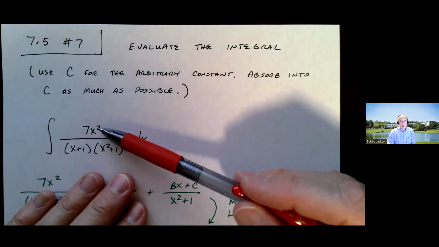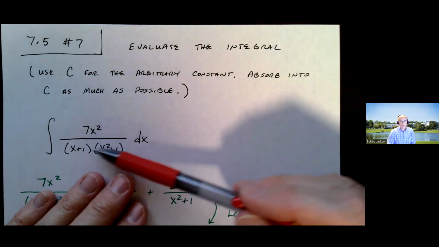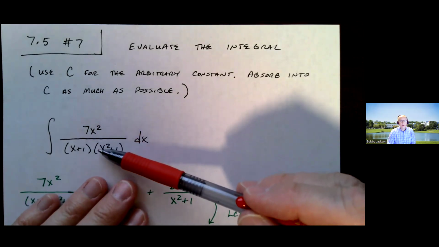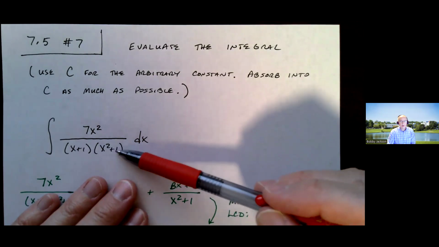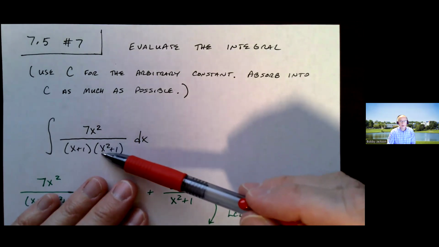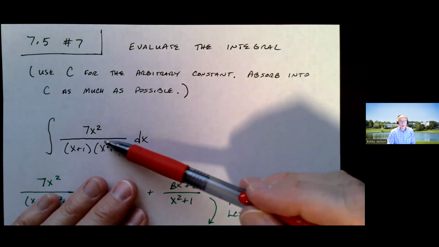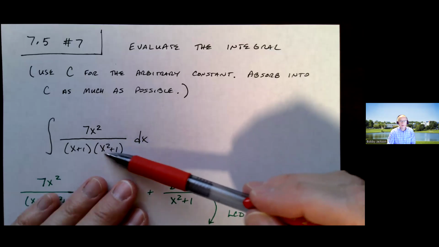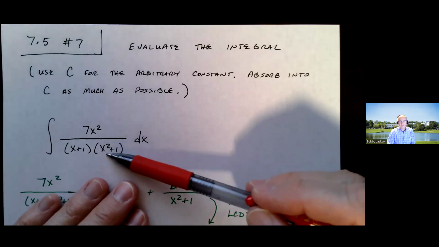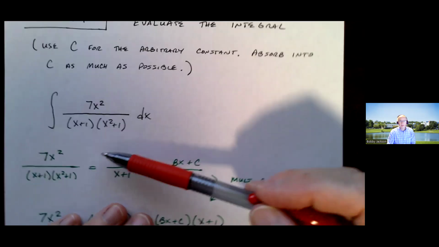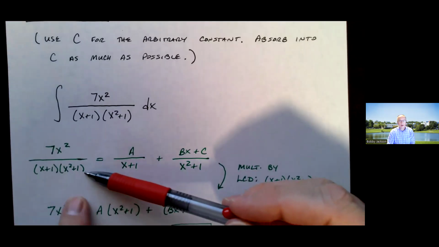We have the degree of the top is 2, the degree of the bottom, if you follow this out, is 3, so we're good there. And it's already factored the denominator. Notice this factor here is irreducible quadratic, can't be further factored over the rationals. So keep in mind what that means when we write out the partial fraction decomposition.